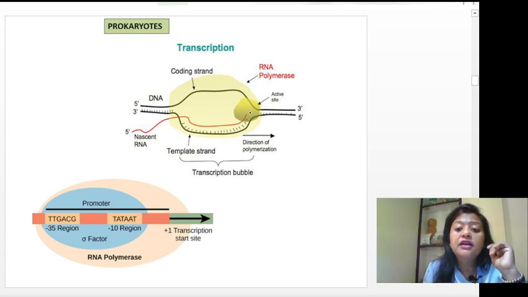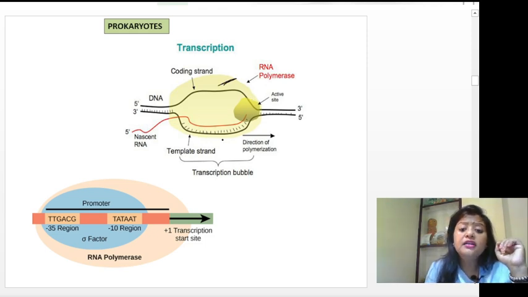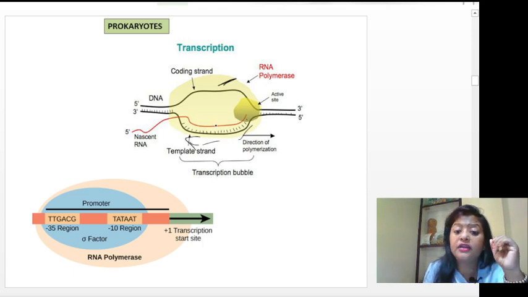So you can see out here, this is the active site where it is unzipping, and the RNA polymerase will come and attach at that site, and while it keeps on adding the nucleotides from 5' to 3', the DNA is converted into the mRNA. So the RNA transcript is forming from the 5' to 3'.